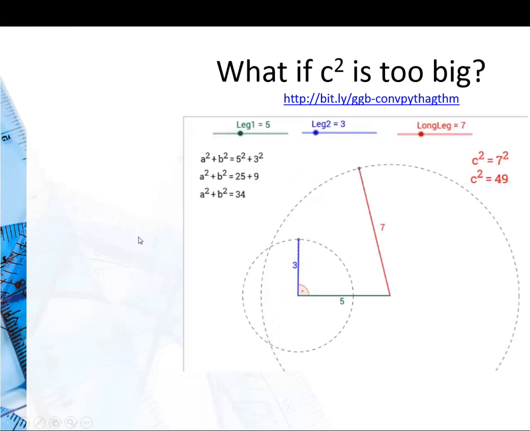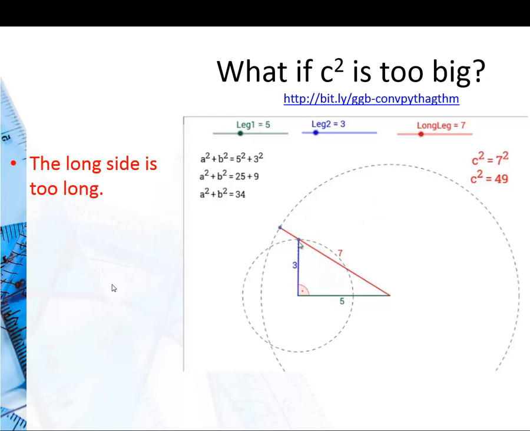So what does it mean when c squared is too big? Well, I have my a squared plus b squared is 34, and my c squared is 49. And these are the legs that generated those. If I start to slide this down, you can see how this circle shows me all the different ways I can orient this side. I'm going to slide it down to meet this other side. Since c squared is too big, this side is going to hit and you're going to have it overlapping.